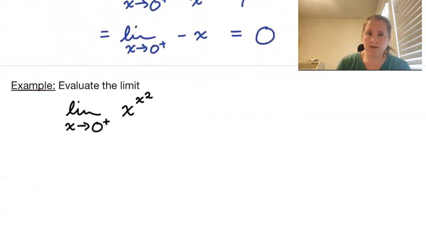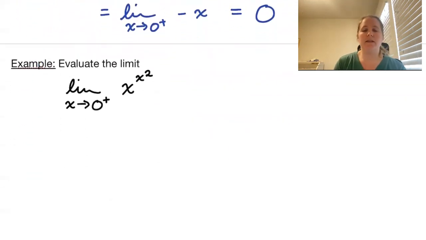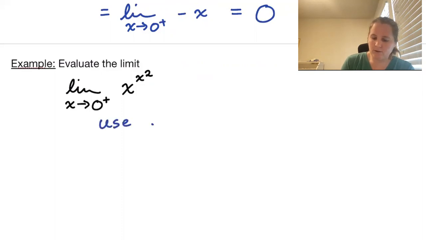Taking one more limit, let's go ahead and evaluate the limit as x approaches 0 from the positive side of x to the x squared. So what we are going to do here is take advantage of natural logs and then be able to pull a power out front. So we're going to use natural log to pull powers out front.